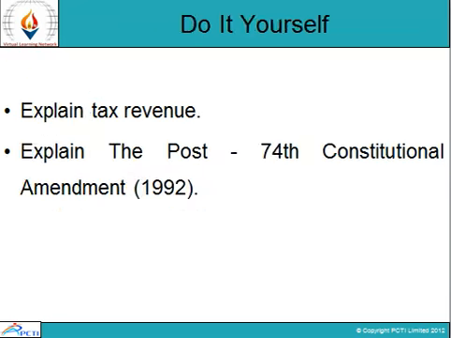Now, in the last, here are some exercises for you, that is, some questions which are based on this session. These are: number 1, explain tax revenue, and number 2, explain the post 74th Constitutional Amendment 1992.